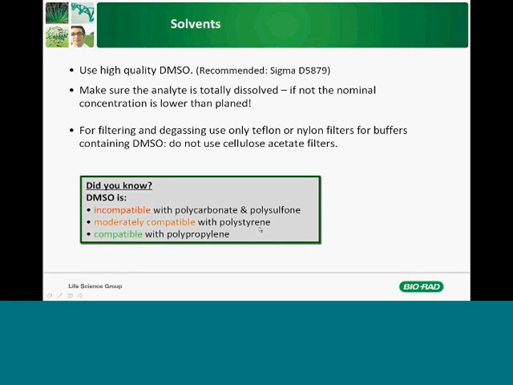You won't see it in the tube, but any contaminants there will bind to the surface, and you will think it's a positive signal, but it's actually contamination binding to the surface. So pay attention and take extra care when you're handling DMSO.